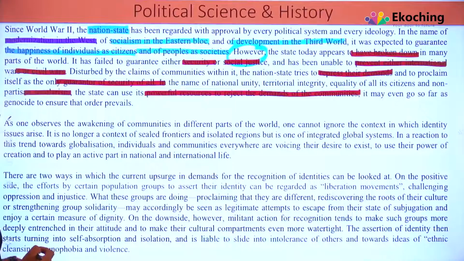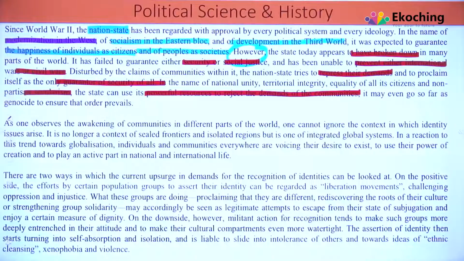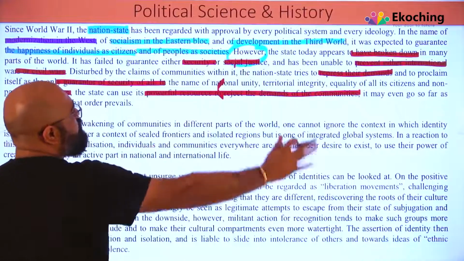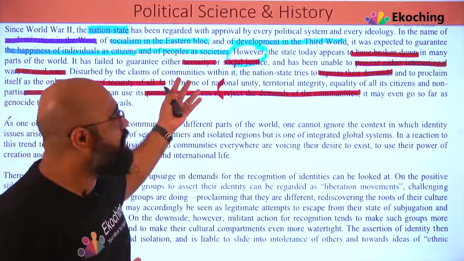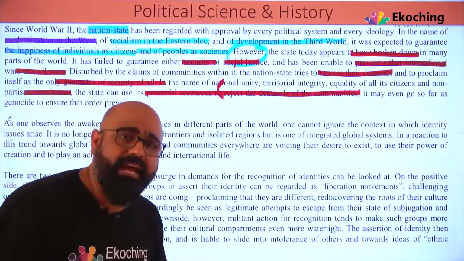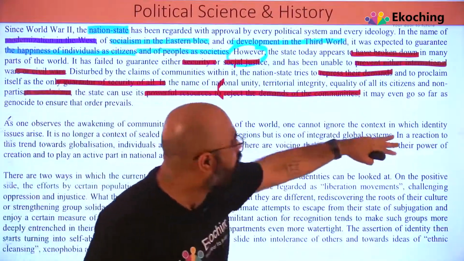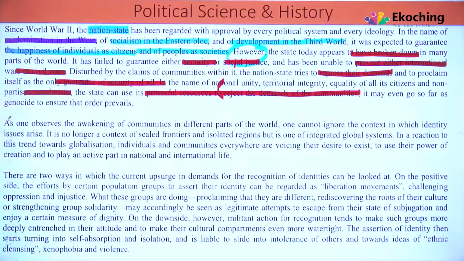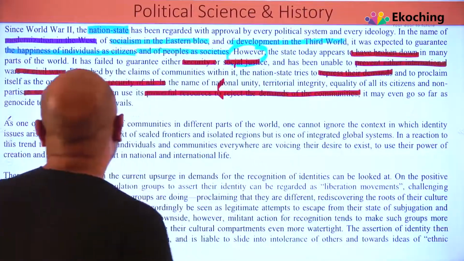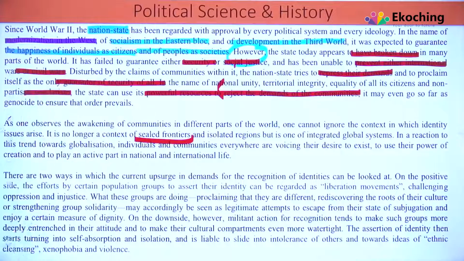As one observes the awakening of communities in different parts of the world, one cannot ignore the context in which identity issues arise. So now he's saying that the communities are basically disturbed. Communities are kind of demanding security, or we are talking about happiness, or taking their rights. But why? Why the context in which identity issues arise? Why are these issues arising in the first place in a nation state? This thing. It is no longer a context of sealed frontiers. So what he's saying is, it's no longer a sealed frontier.